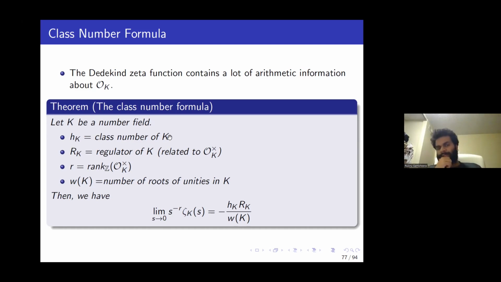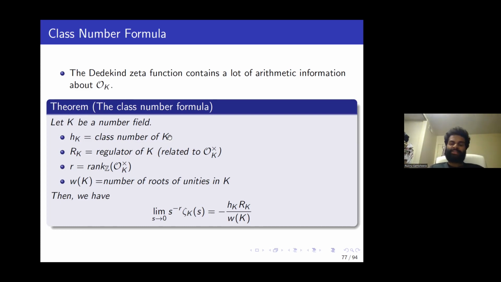Another way to look at it is this might not make much sense if you haven't done much algebra, but I'll say it anyway in case there's someone in the audience who wants to learn. This can also be thought of as a local to global phenomenon. On the right-hand side, what you have is global properties of the number field, right? Class group, regulator, roots of unity, and so on and so forth. The right-hand side is global.